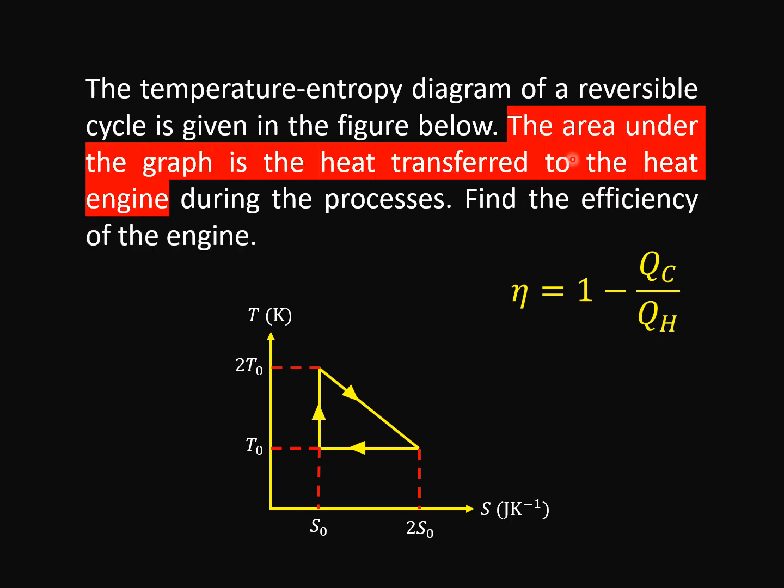It is given that the area under the graph is the heat transfer to the heat engine. That means that to find the efficiencies of the engine eta, we need to calculate the area under the graph, so that we know the value of the Qc and the value of the Qh.